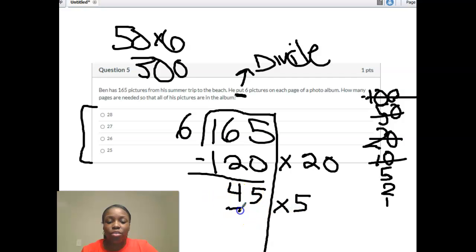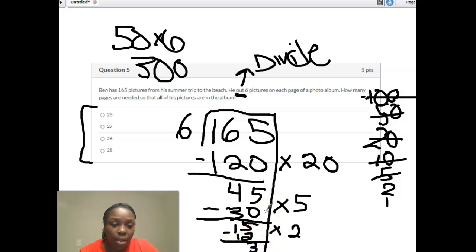30 is less than 45, so it can fit under here so I can subtract. When I do 45 minus 30, I will get 15. So now I'm going to look and see, I can't do another times 5 because that's 30. 30 is bigger than 15. So I'm going to try times 2. What is 6 times 2? Great, 12. 6 times 2 is 12. Put 12 underneath. You guys are doing awesome. Then subtract. 15 minus 12 is 3.